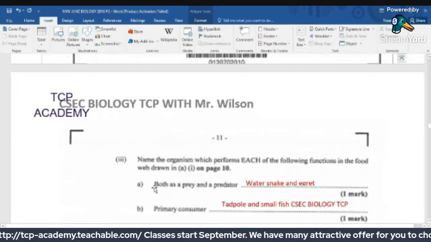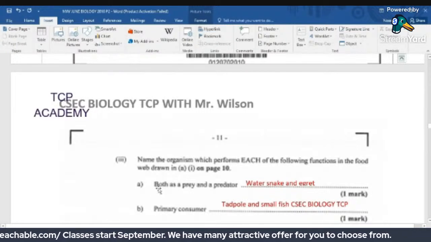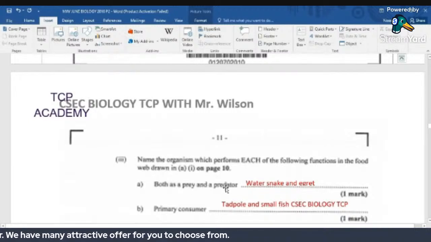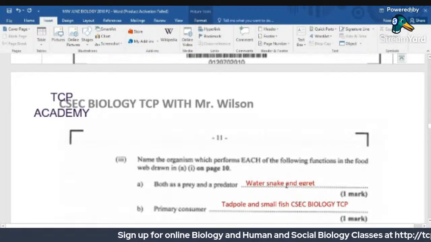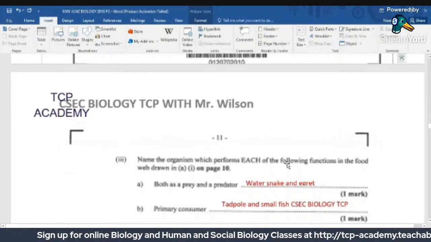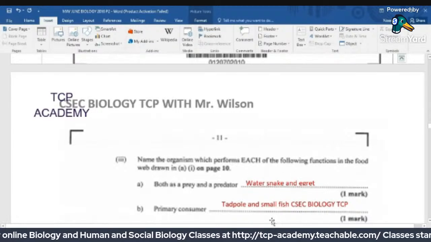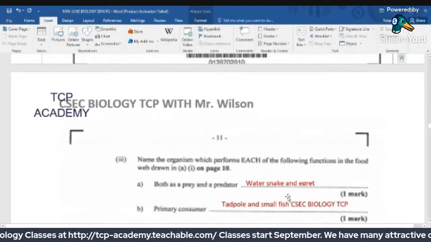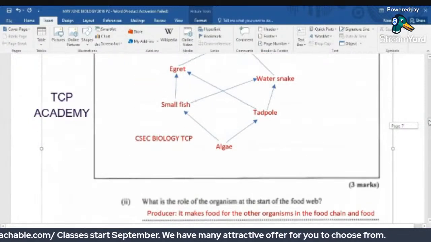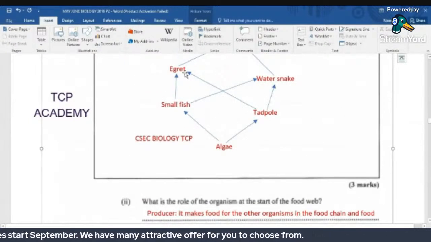So we're looking at, just let me get this again, I've lost my bearings. It is both a prey and a predator. So the snake, the water snake, is both a prey and a predator, and the egret is both a prey and a predator. So we just showed you two examples, but I think we were supposed to only do one, but we gave you a little extra there. A primary consumer, the tadpole is a primary consumer, and the small fish is a primary consumer. So we pretty much pulled that out there, primary consumer here, and we gave it these earlier.